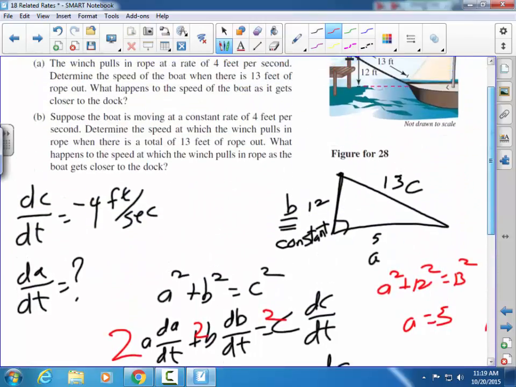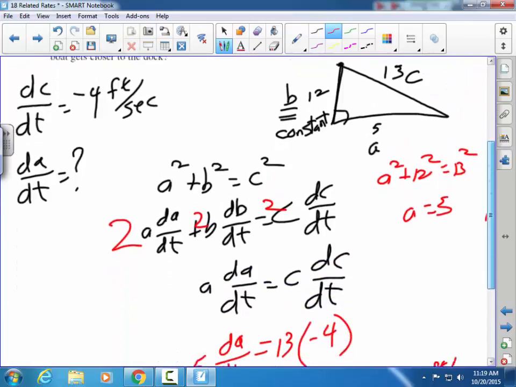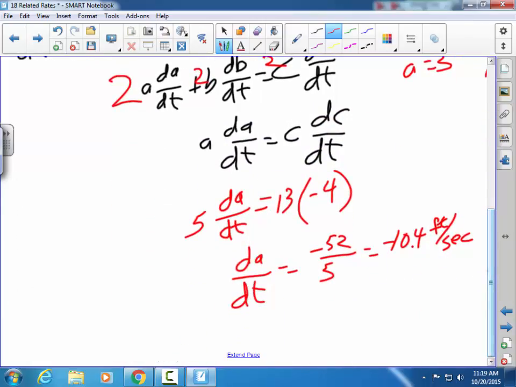Now, next question. What happens to the speed of the boat as it gets closer to the dock? So what's going to happen to dA as we get closer to the dock? What's going to change if we get closer to the dock? A and C are going to change. All right? So what's going to happen? Is it going to get faster or slower? And how can you figure that out?